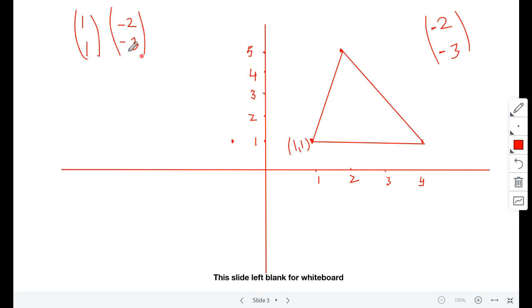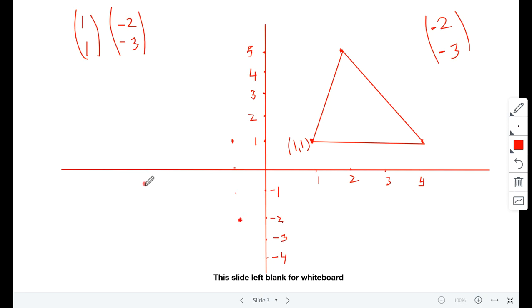And 3 units downwards. So from here 3 units downward, which is 1, 2, 3. Let me name it -1, -2, -3, -4. So I have to translate it 3 units downwards, which gives me -2. So this is my new point.